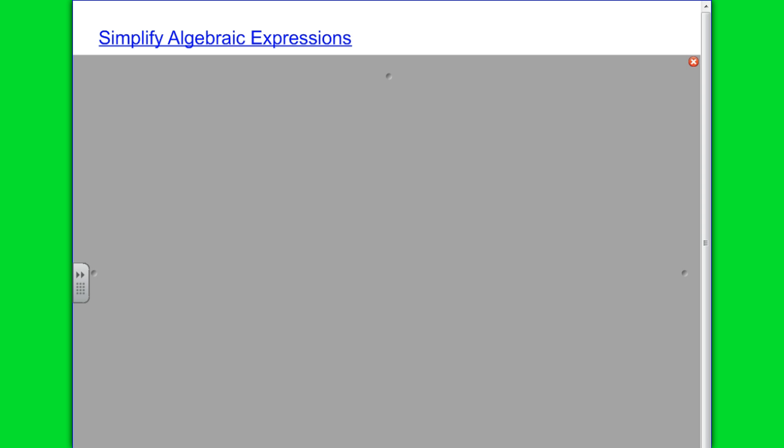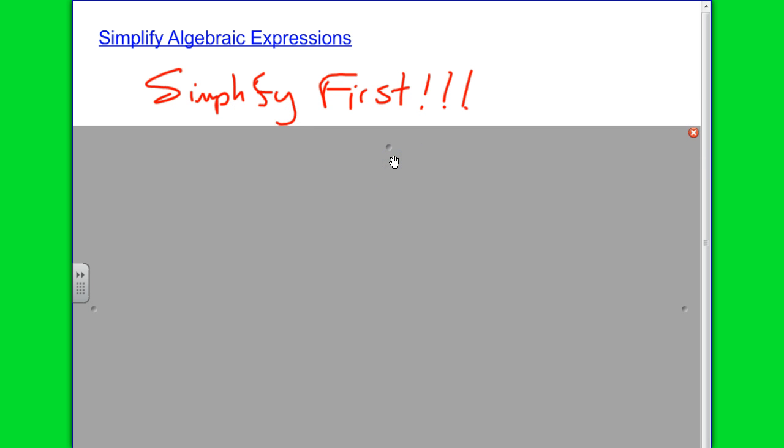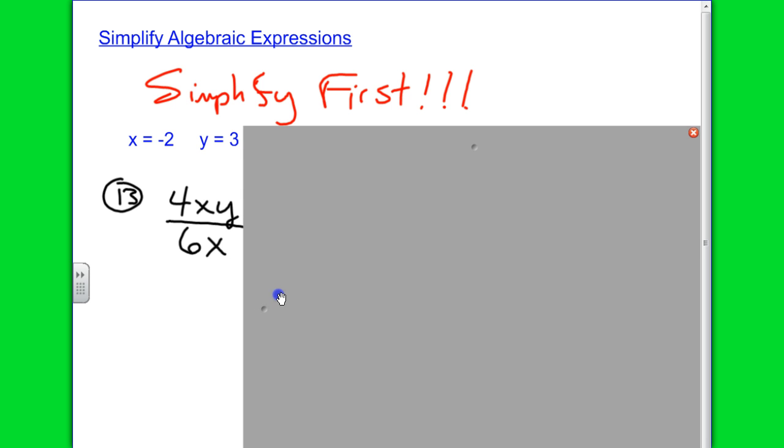Okay, so speaking of variables in fractions, let's simplify algebraic expressions. And the number one rule when you're faced with a bunch of variables in your fractions is simplify first. Always, always, always simplify the expression first. So here we have a variable expression, an algebraic expression, and we are given the numbers that we could substitute. But before we substitute, we can go try to simplify first.